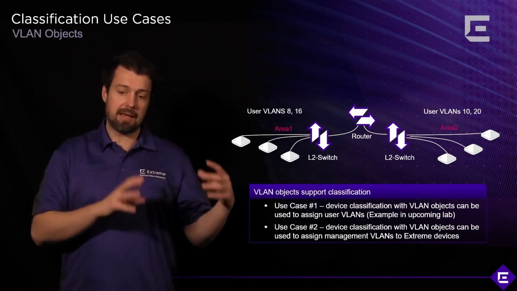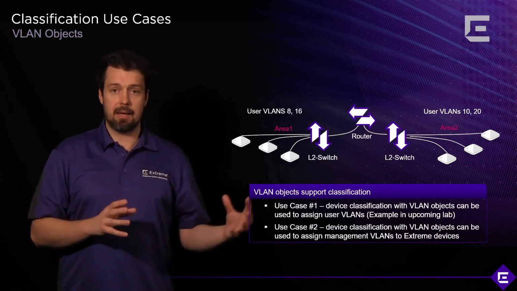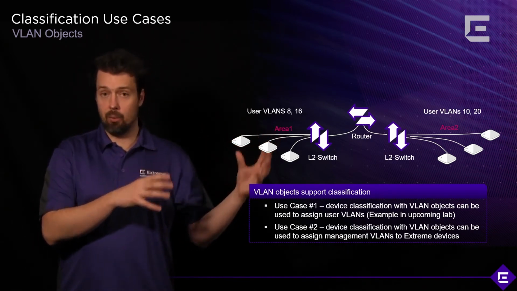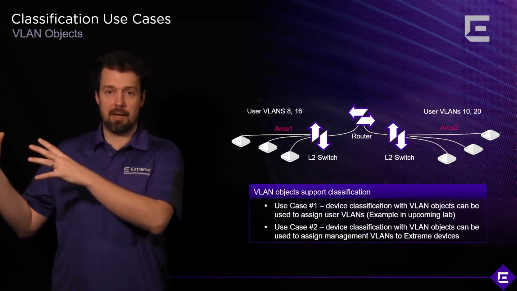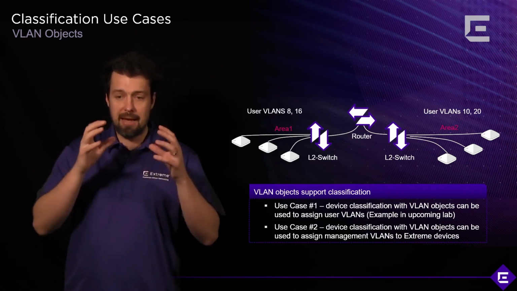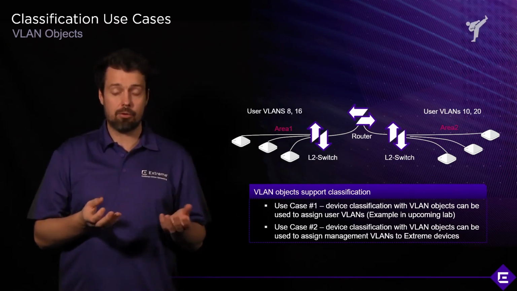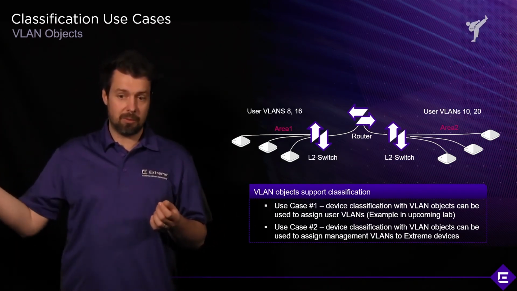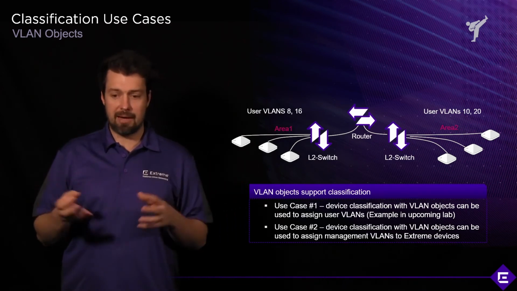You would put all the access points in area 1 in CCG area 1 and all the access points in area 2 in CCG area 2, and create a classification rule that would say, okay, based on the cloud config group membership, assign VLANs 10 or 20 or 8 and 16 depending on where the access points are.